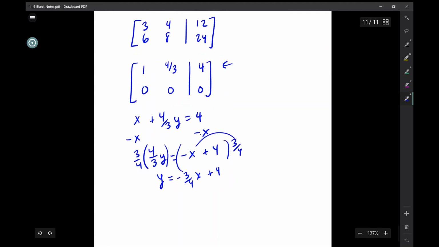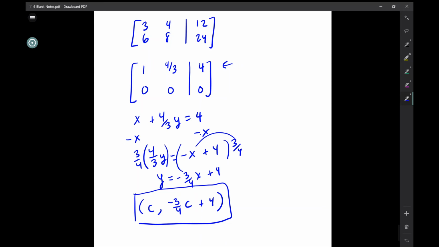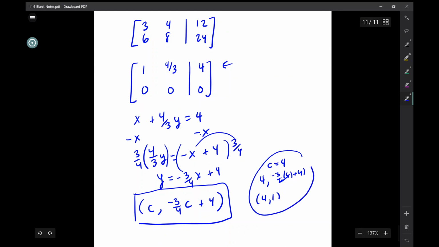And remember how we wrote this? We wrote a c for our x value, any constant, and then minus 3/4 times that constant plus 4 for our y value. So that's how we wrote the answer to a dependent system of equations. And remember, if we wanted to find 1 point on it, we could pick c to be anything we want. For example, if we pick c to be 4, then x would be 4, and y would be minus 3/4 times 4 plus 4, which is minus 3 plus 4, which is 1. So 4, 1 would be one solution of this equation. There are infinitely many, and they're all of this form.